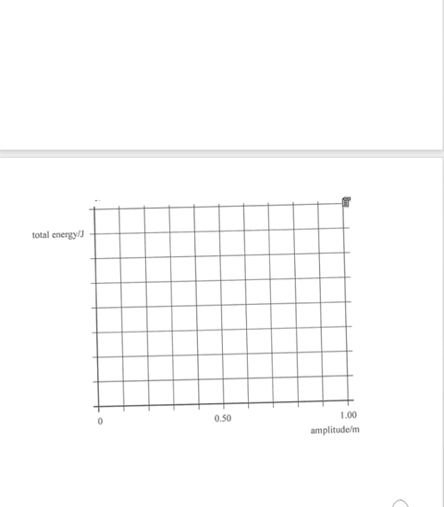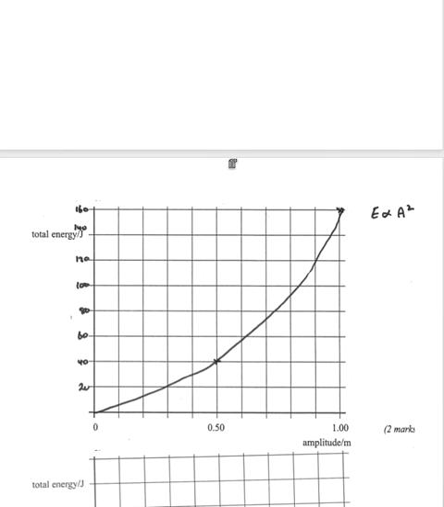So we're going to have at 1 meter 160, at 0.5 meters we're going to have 40, so that's going to be there. So we're going to have a graph which is a curve like this. Energy proportional to the square of the amplitude. So it's going to look like that.